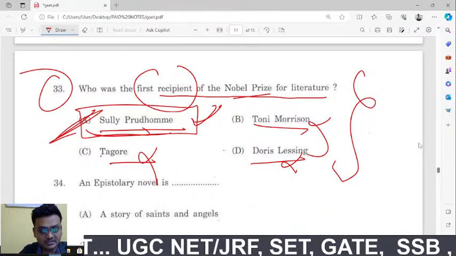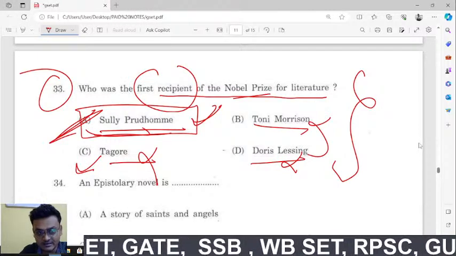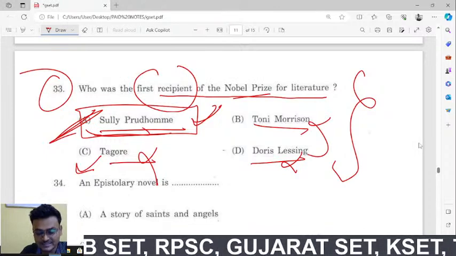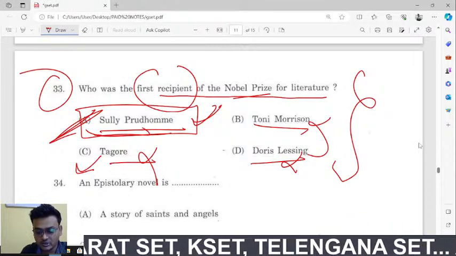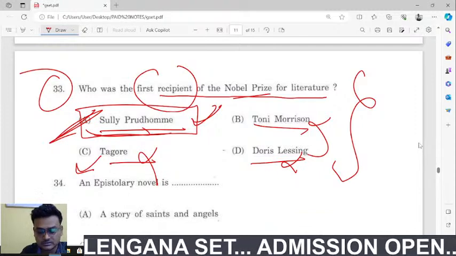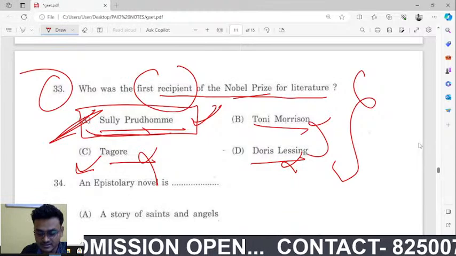Tagore got the Nobel Prize in which year? Do you remember Tagore got the Nobel Prize in which year? Doris Lessing got the Nobel Prize in, I think, 1954, like that. No, Tagore got it in 1913, isn't it?